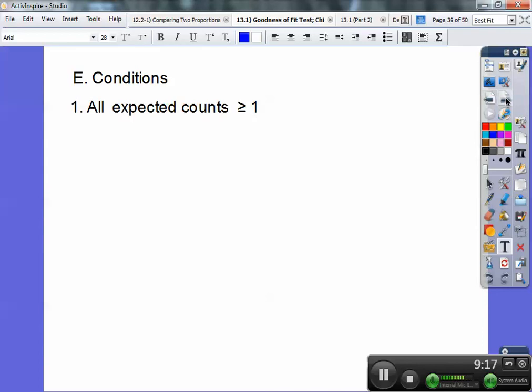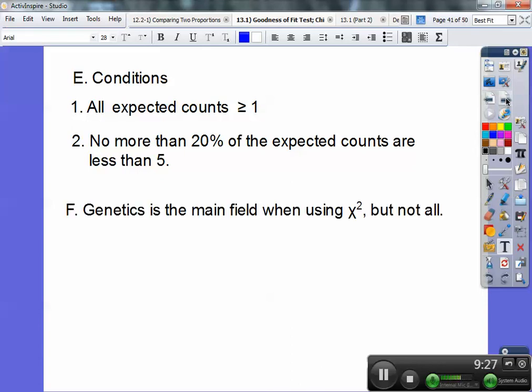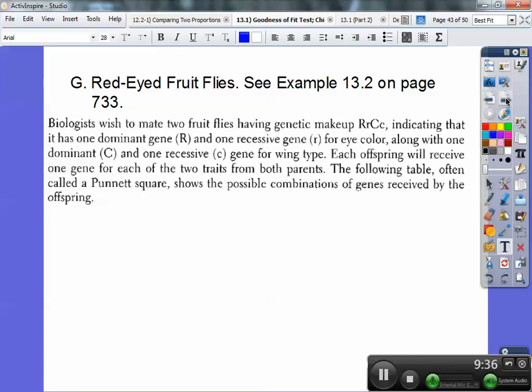All right, so the conditions, you guys. All expected counts have to be greater than or equal to 1. Okay, no more than 20% of the expected counts are less than 5. All right, and genetics is the main field when using the chi-squared. Okay, so red-eyed fruit flies, and we're going to see example 13.2 on page 733.